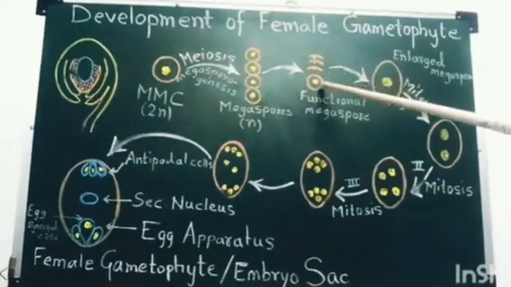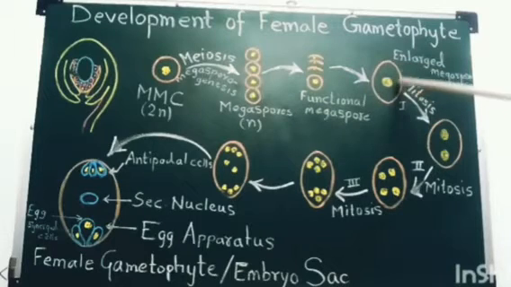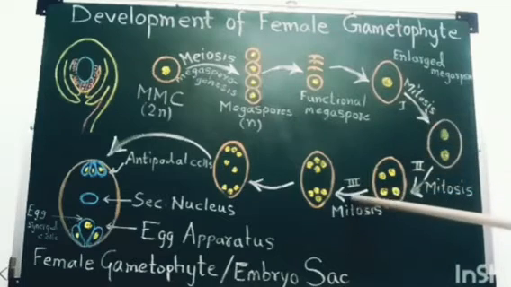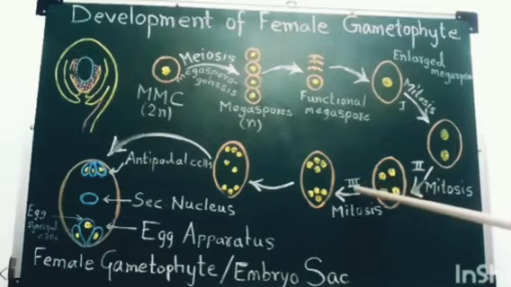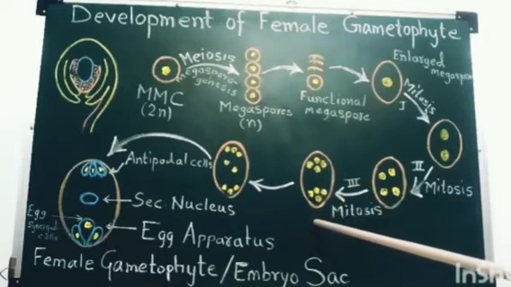The next change that will take place is that the functional megaspore undergoes enlargement, that is, it increases in size. And now this enlarged megaspore undergoes 3 successive free nuclear mitotic divisions. At the end of the first mitosis, 2 nuclei will be formed. At the end of the second mitosis, 4 nuclei will be formed. And at the end of the third mitosis, 8 nuclei will be formed. So this is called the 8-nucleate structure.